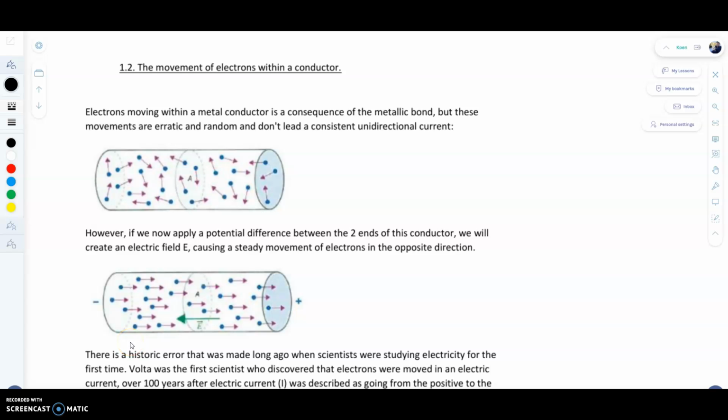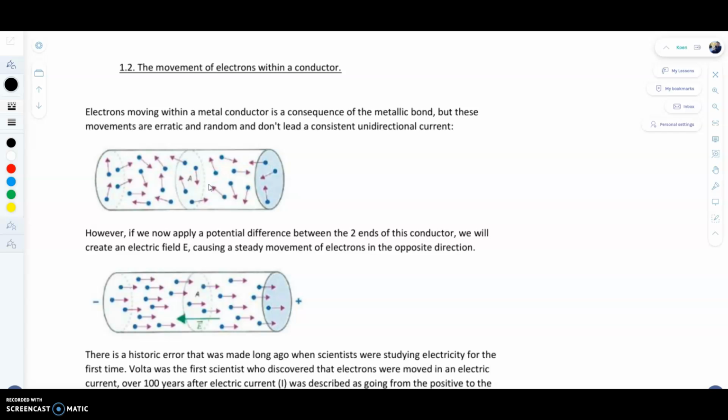Welcome to this video about current and how electrons move within conductors, and to show you how conductors actually displace their electrons. I've made these two simple sketches for you.